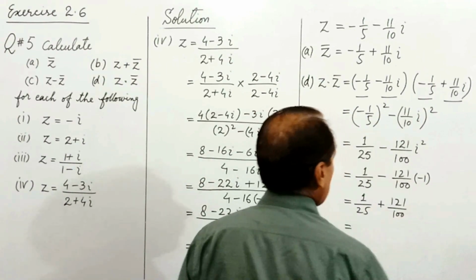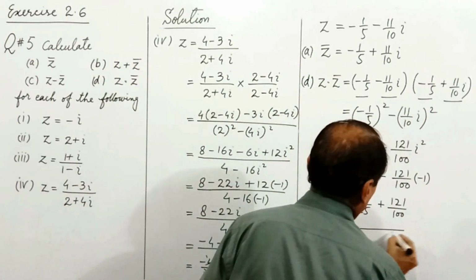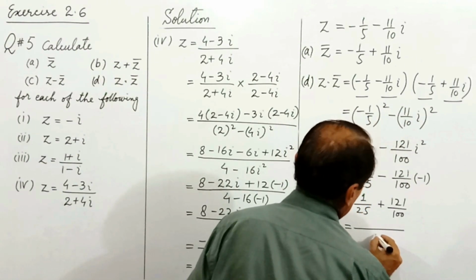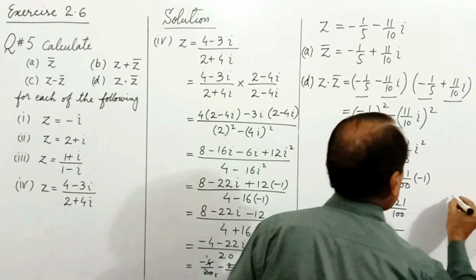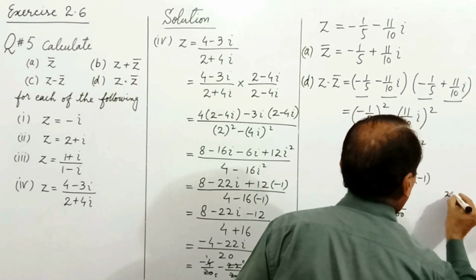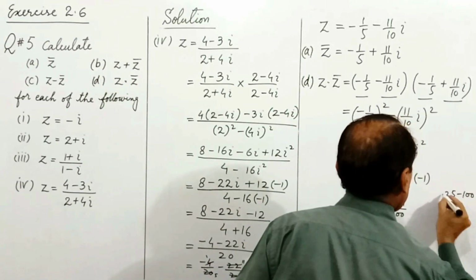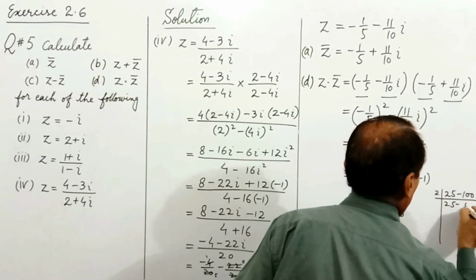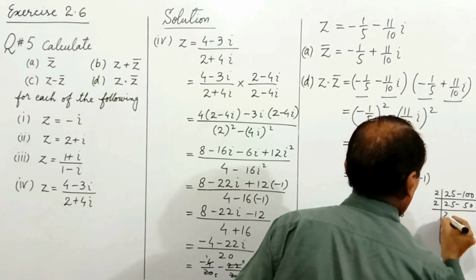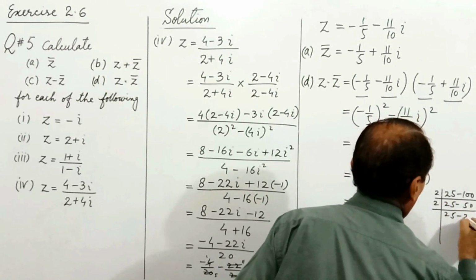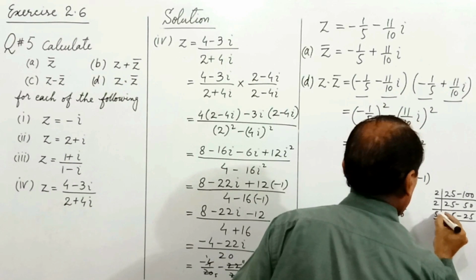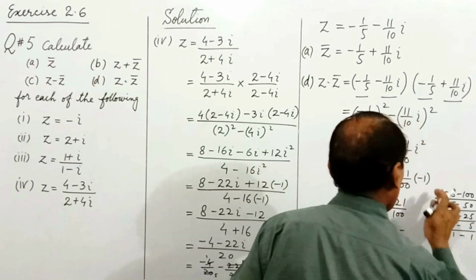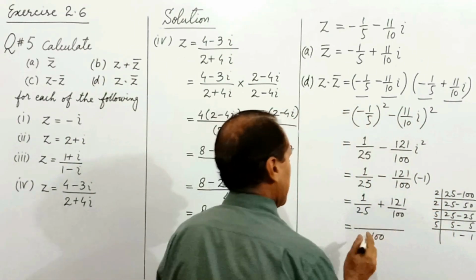Taking the LCM of these two fractions, 25 and 100, the LCM of 25 and 100 is 100. How do we get that common LCM? It's very simple. We recall this 25 over 100. 2 50s are 100, 2 25s are 50, and now it will be simple. 5 5s are 25, and 5 5s are 25, 5 1s are 5, 5 1s are 5. 2 2s are 4, 4 5s are 20, 20 5s are 100.